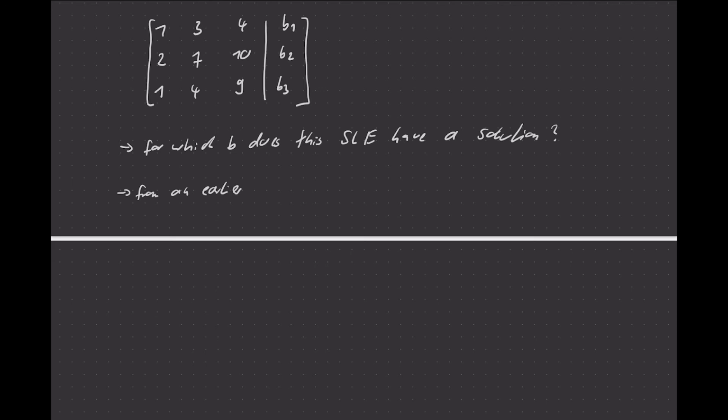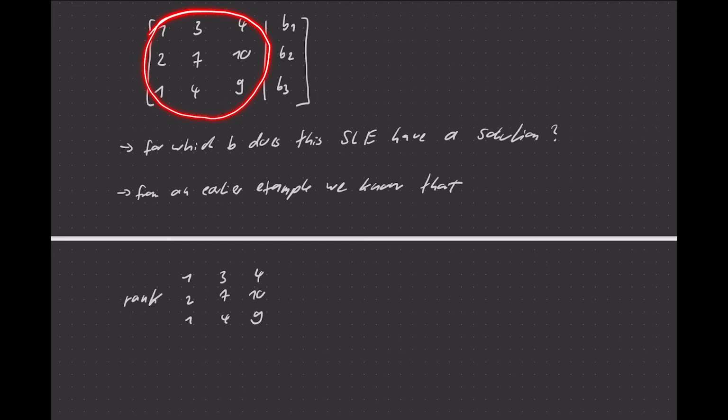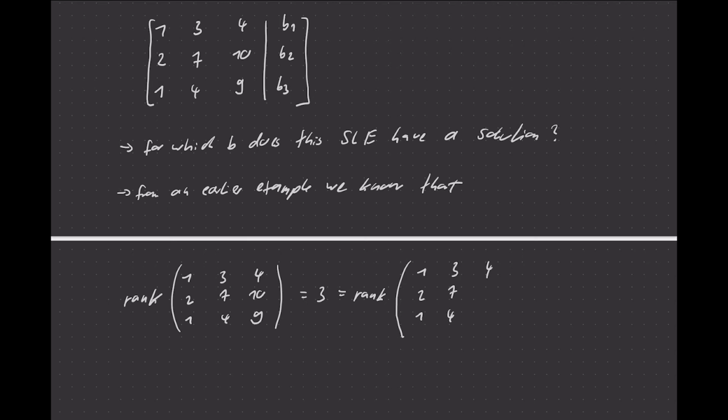So, from an earlier example, we know that the rank of this left-hand side here is 3. Because if we transform that to echelon form, we will find that the resulting system has 3 pivot elements. And that is, of course, the same as the rank of that same system, including the right-hand side as an additional column, no matter what those Bs actually are, right? We'll have pivots in every row, so the rank cannot increase. And of course, it cannot decrease either.